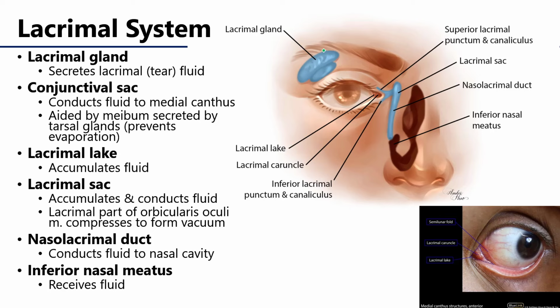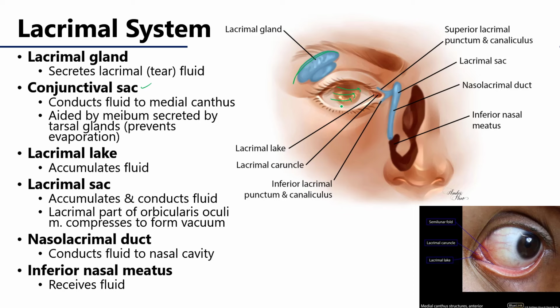So the lacrimal gland sits just adjacent to the lacrimal fossa of the frontal bone in the superolateral aspect of the orbit. This is an exocrine gland, so it secretes the lacrimal fluid through ducts onto the surface of the conjunctiva. So once on the surface of the conjunctiva, those tears are in the conjunctival sac, and they are being washed toward the medial aspect of the eye.